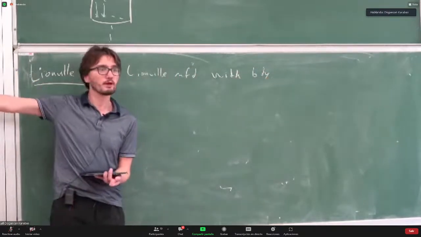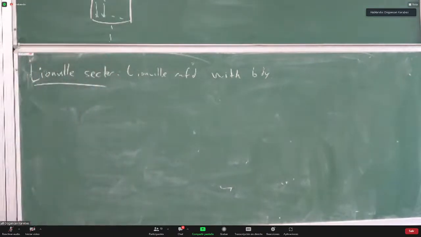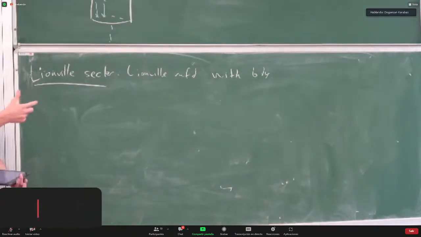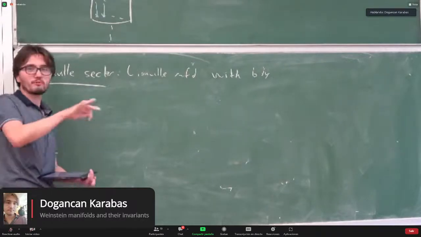Normally, a Liouville manifold doesn't have boundary. We call this the boundary at infinity, because actually it's not a boundary, right? I'm saying here the Liouville manifold has a boundary. But then you need to control the behavior near this.